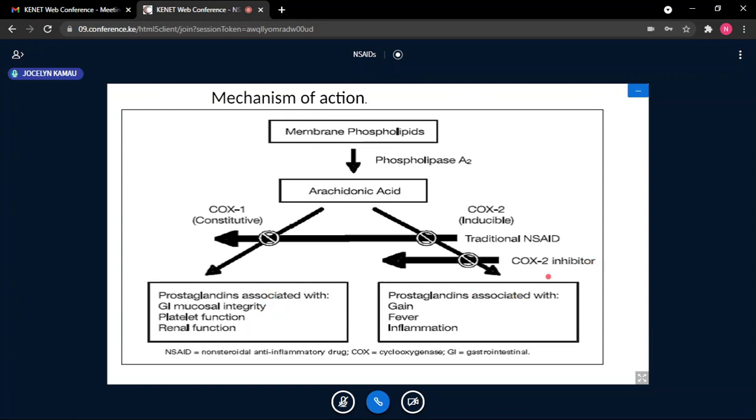The COX-2 selective inhibitors will mainly block the COX-2 enzyme. Of course, they block both the inducible and the constitutive COX-2, and therefore will be responsible for a little bit of toxicity.